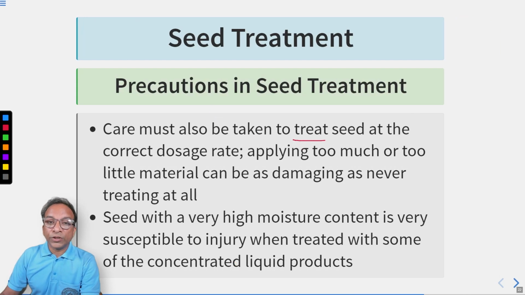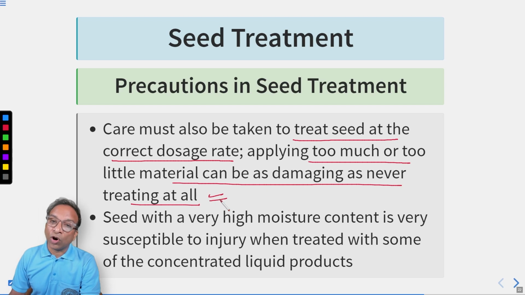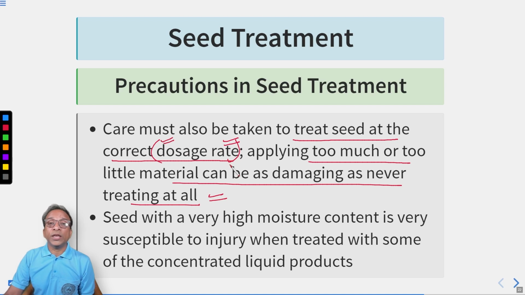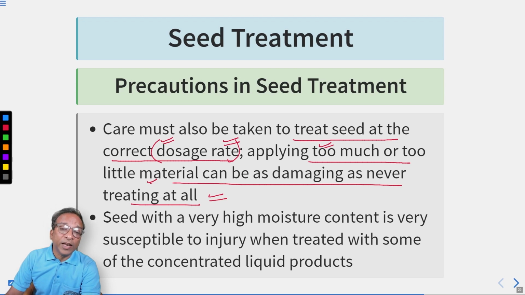Care must also be taken to treat seed at the correct dosage rate. Applying too much or too little material can be as damaging as never treating at all. So the amount of fungicide and the amount of insecticide should be properly used. Applying too much or too little can damage, and it will be like you have not treated your seed with the chemicals.